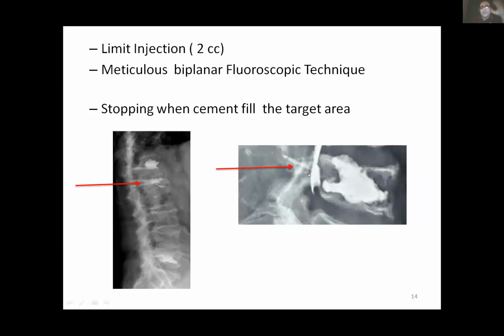And also leave the Jamshidi needle for a while until hardening of the cement in order to avoid the presence of a cement tail inside the pedicle. Very simple, leave the Jamshidi needle with the trocar inside until hardening of the cement for a while.